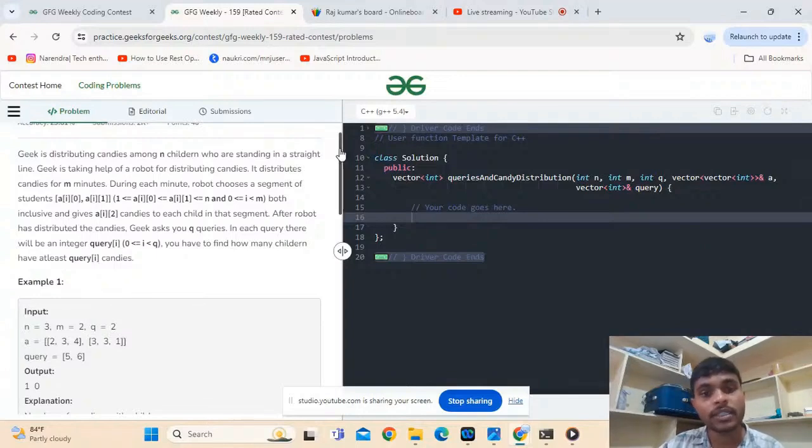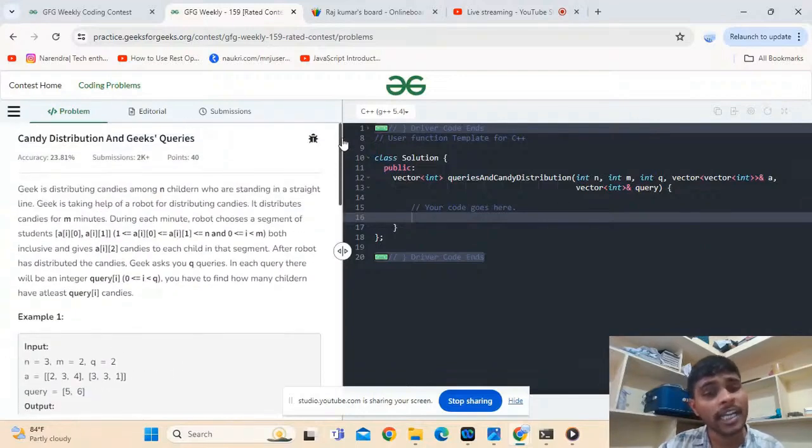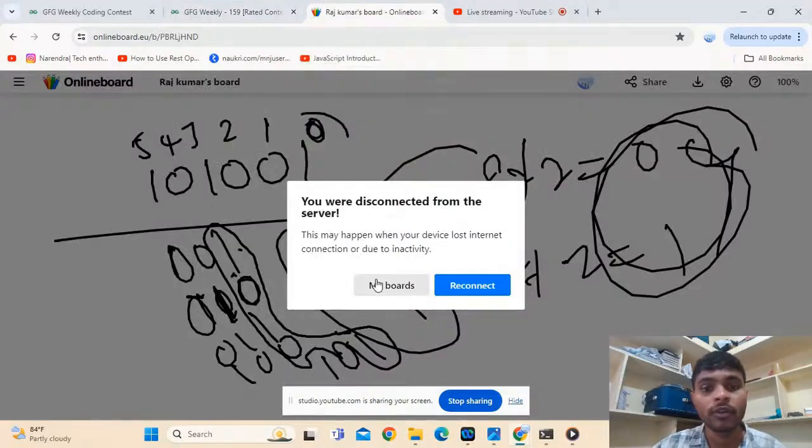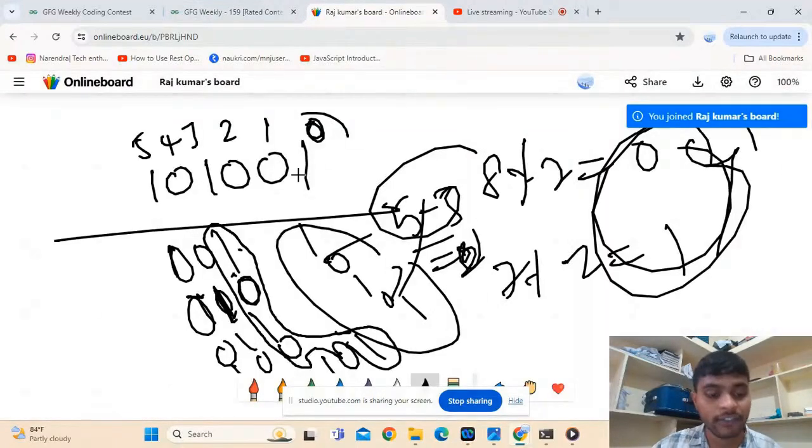Guys, read the question. This type of problem I already explained. Take this test case, put it on the paper and try on your own. You have to try on your own, then only your logical thinking will increase.